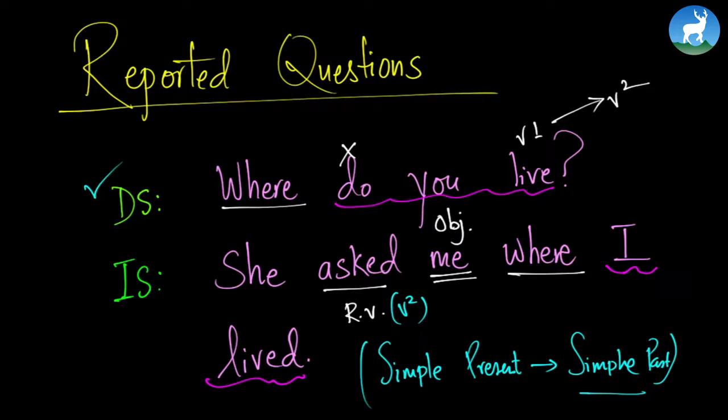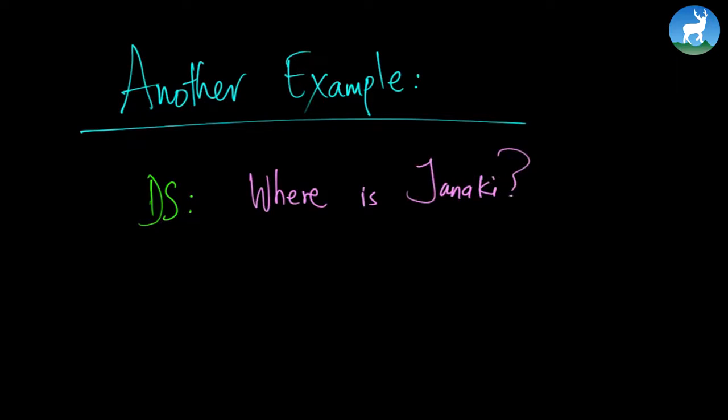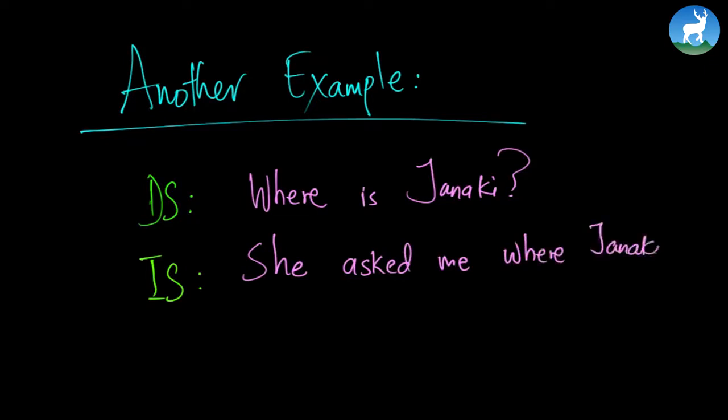Let me demonstrate one more example. In the direct speech we have, where is Janaki? Where on earth is Janaki? Now let's convert this into indirect speech. Where is Janaki? Assuming the speaker is a girl, she asked me where Janaki was.